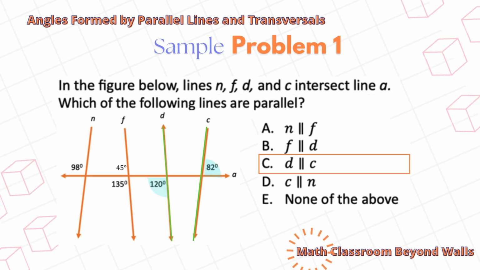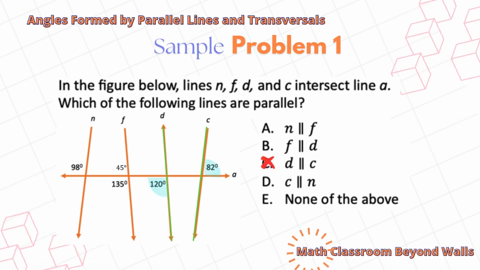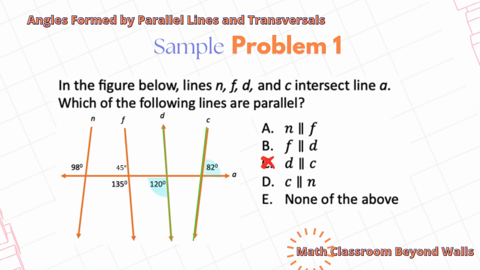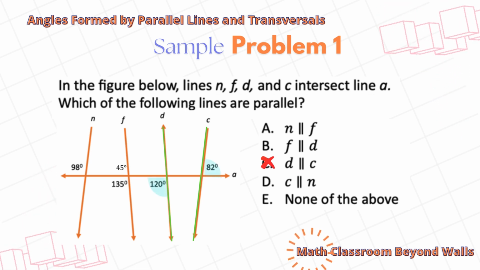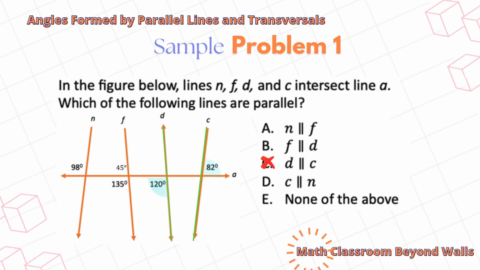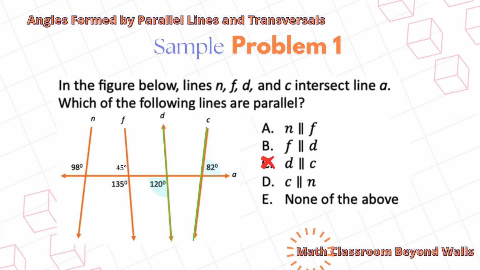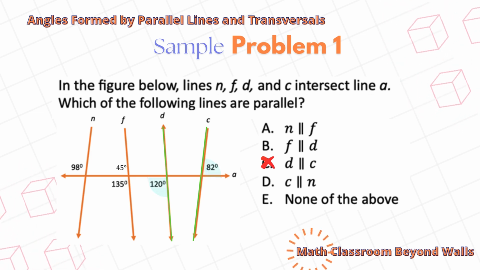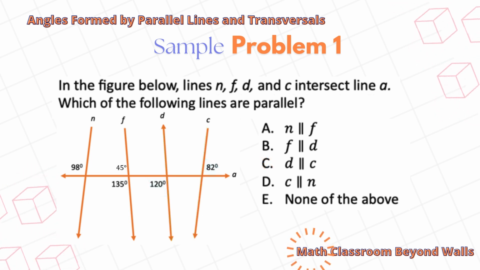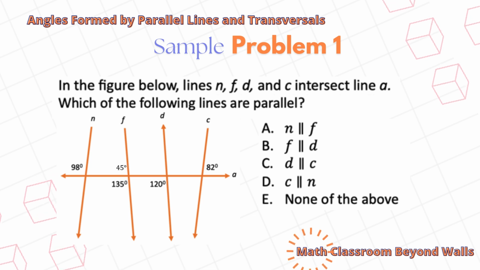There you are, option C is not correct. Line D is not parallel to line C, for the alternate exterior angles are not equal in measure. One is 120 degrees and the other one is 82 degrees. We will look at option D.